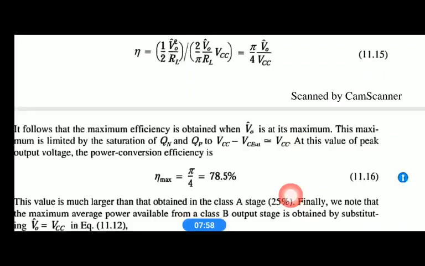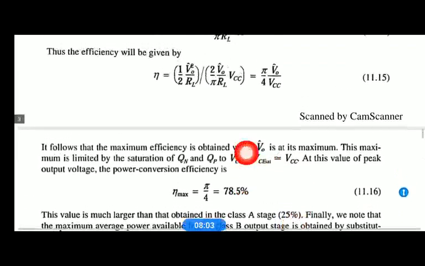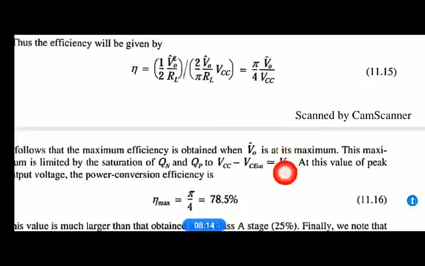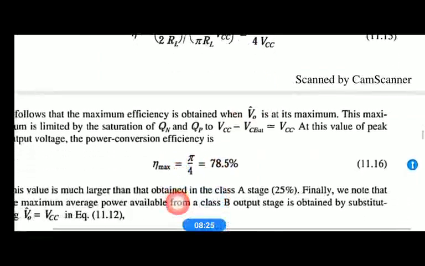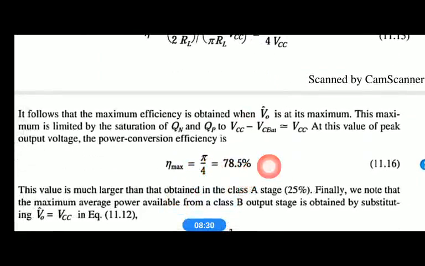So to find out the maximum efficiency, we know that the maximum V0 we will get is VCC, not more than that. Maximum V0 is VCC. So therefore we equate V0 as VCC here. When you equate V0 as VCC, VCC gets cancelled. Pi by 4 is the maximum efficiency, which is equal to 78.5%.